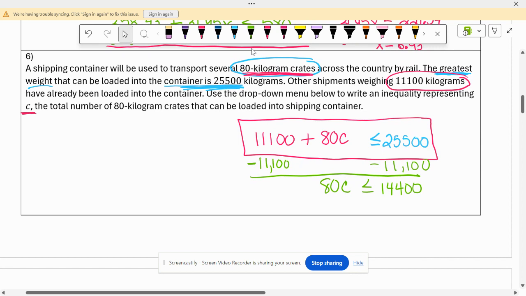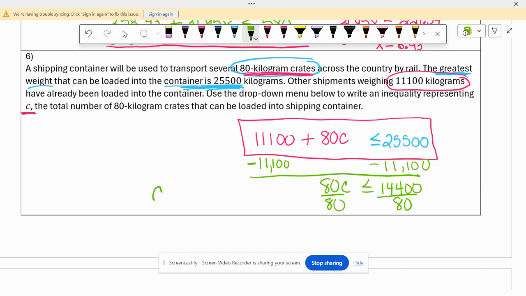I knew what you meant. I want to get 80 away from that C, Caden. What am I going to do to get C all by itself? Divide both sides by 80. Caden, you do that math and tell me how many crates we can put on that container. Yeah, the number of crates has to be less than or equal to 180.